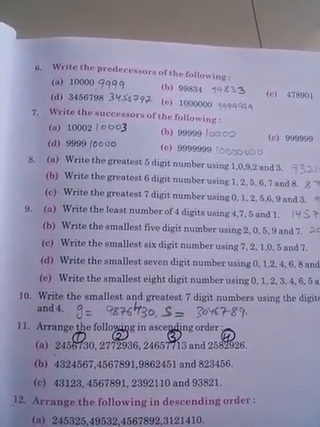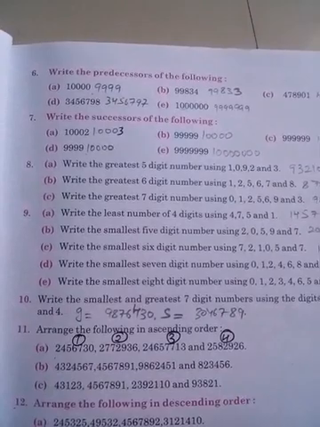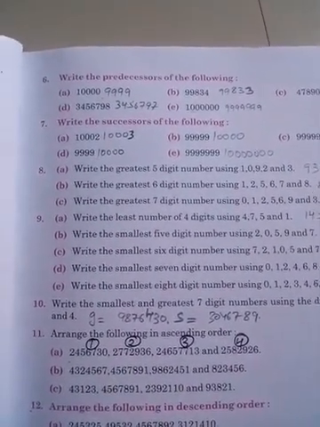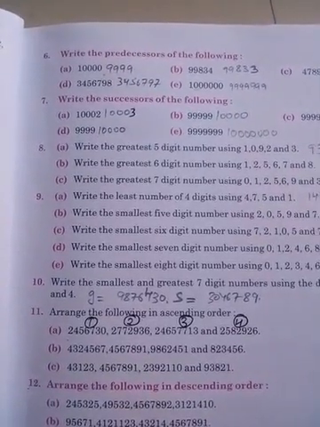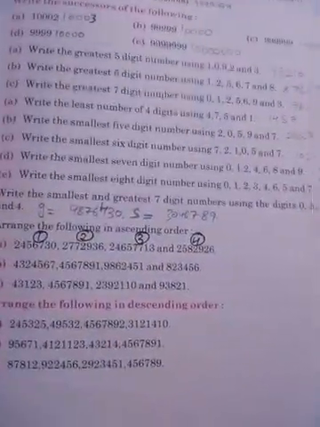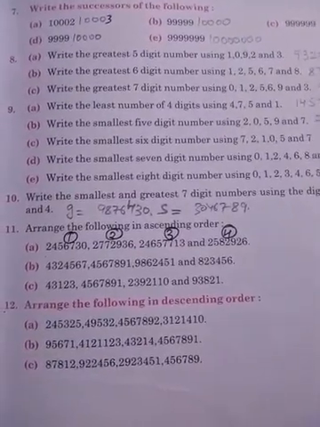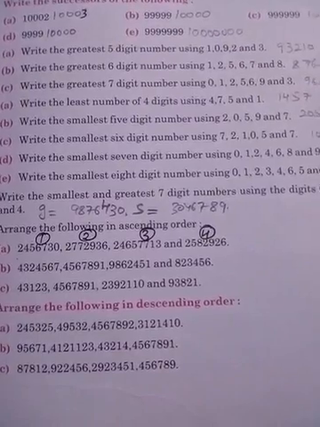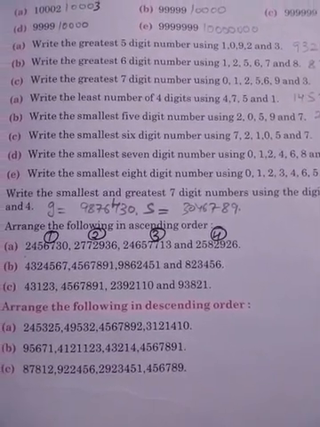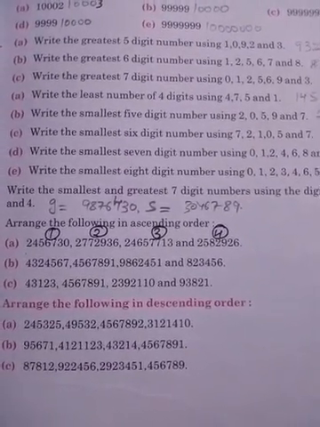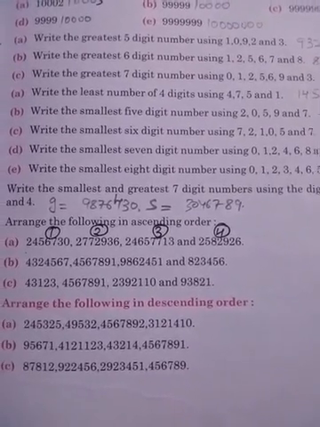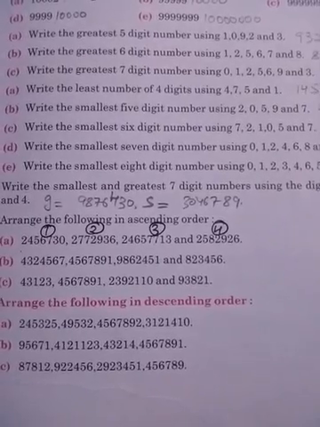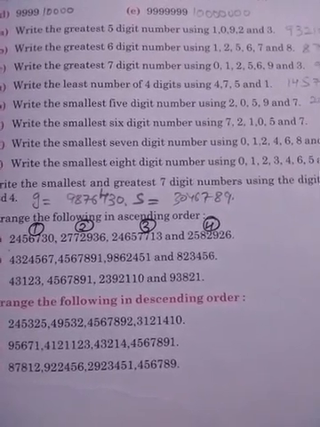Formation of the number. Do you want to do it right now or in the next class? I think we can do it, right? So let's start writing. Question number 8: Write the greatest 5-digit number using 1, 0, 9, 2 and 3.